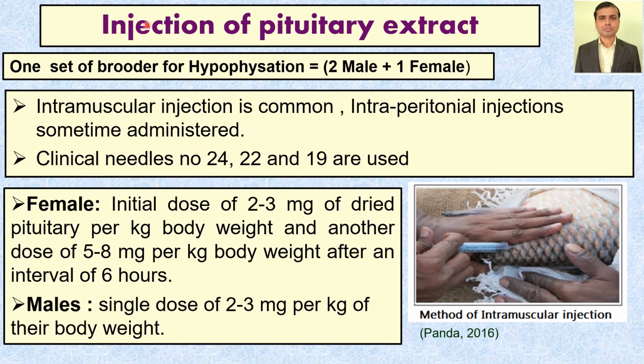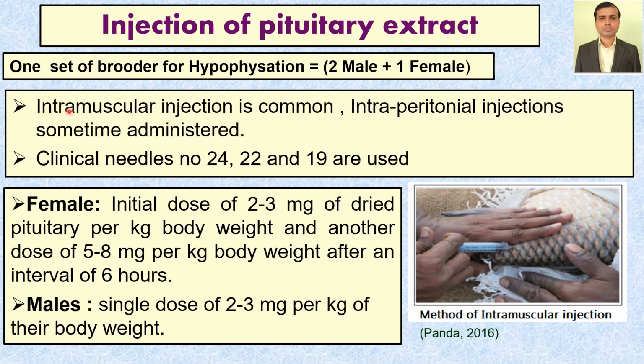The most important step of hypophysation is injection of pituitary extract. For each set of breeders for hypophysation, two males are selected against one female. That means males and females are selected in the ratio of 2:1. Intramuscular injection is most common. However, intraperitoneal injections are also administered in some countries.